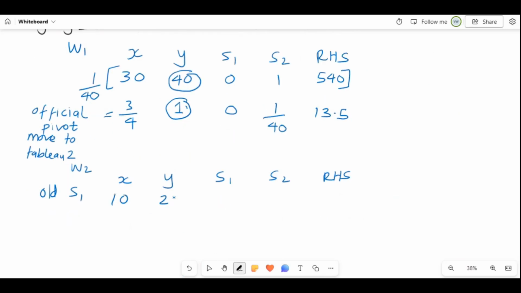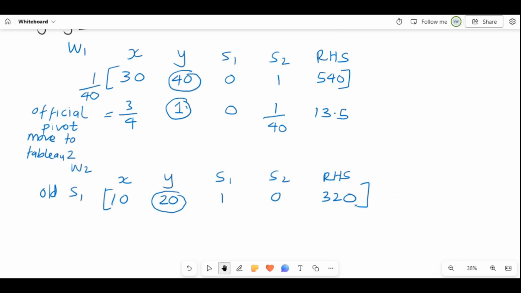10, 20, 1, 0, and 320. So this 20 is what we want to make to be 0, not 1. Please note that we want to make that 20 to be 0.